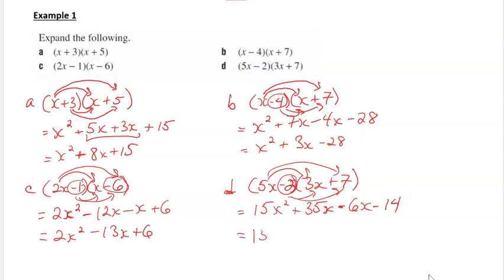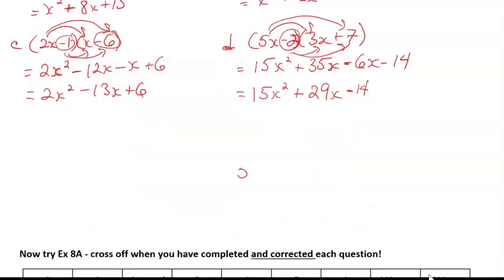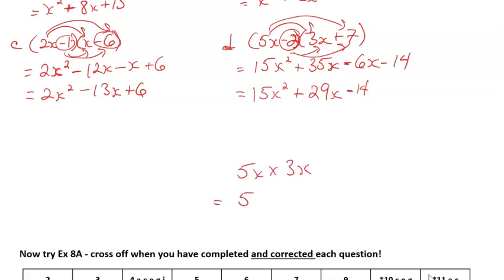And now what can we put together? 15x squared, and we're still going to be plus, is that 29x? 35x minus 6x, minus 14. Once again, just to make that clear, if we've got 5x times 3x, that's the same as 5 times 3 times x times x. That's really hard to see. And that's how we ended up with 15, and x times x is x squared. Okay?